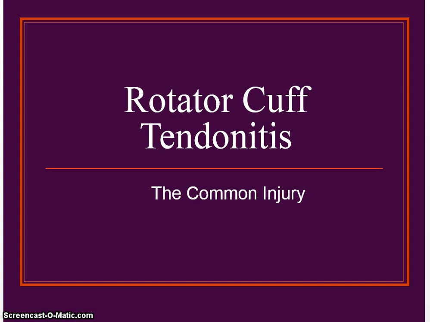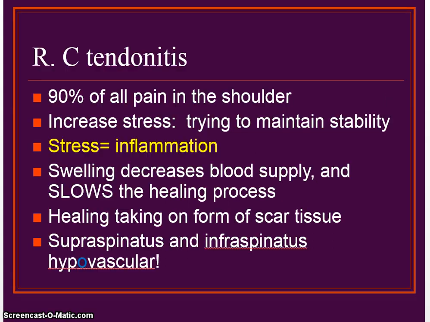So tendonitis, we know that it's an inflammation of the tendon, okay? 90% of all pain in the shoulder is caused by this tendonitis. And the reason why we have such problems with our shoulders is because it's not as stable as the hip. The glenoid fossa and the head of the humerus are non-congruent. We do not have a very good labrum around the shoulder. We do not have a vacuum.